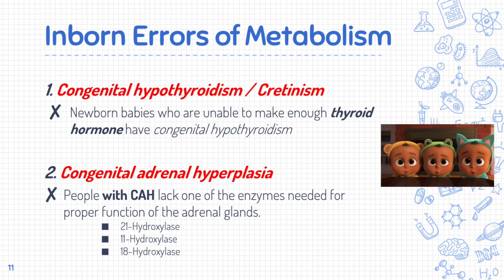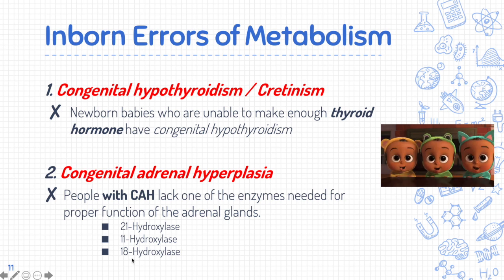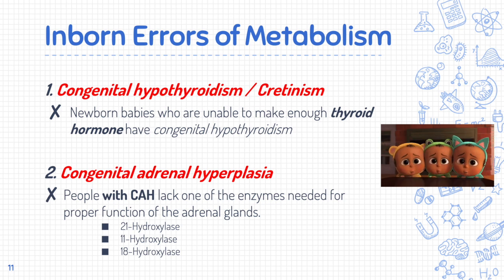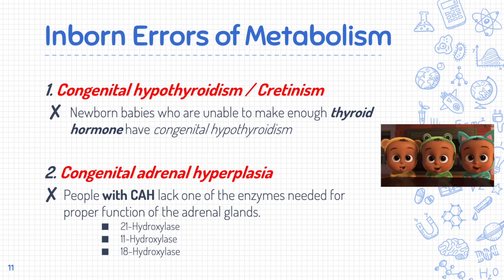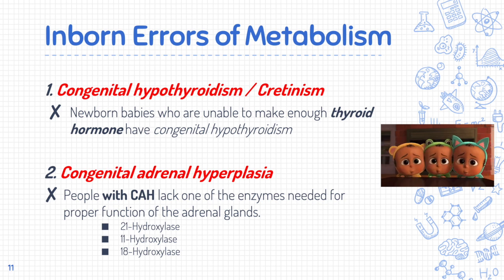the adrenal medulla. So it's very important because when you lack one of these enzymes, either 21 hydroxylase, 11 hydroxylase, or 18 hydroxylase, your adrenal glands cannot function properly, and eventually all other hormones that are also produced in your adrenal gland, be it your mineralocorticoids, your steroid hormones, those precursors could no longer be produced because of this deficiency. So that is very important.